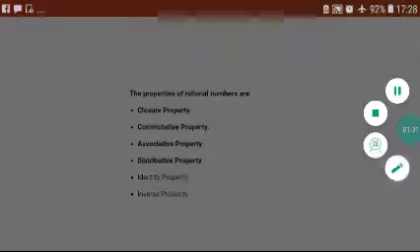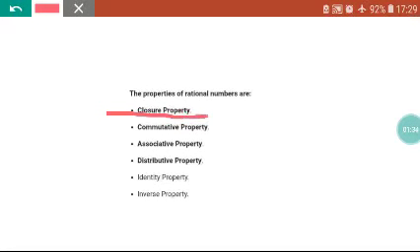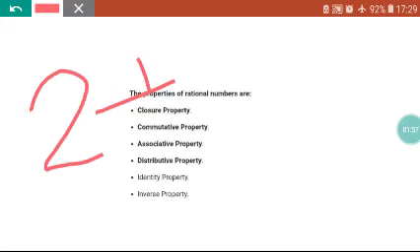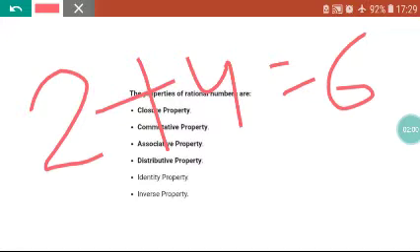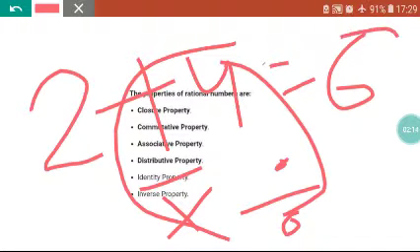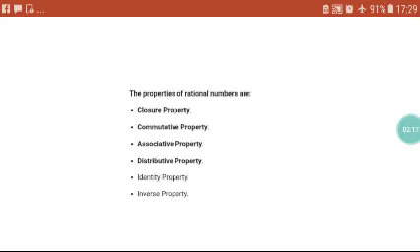So what are the properties here? The first property is the closure property. You know that the sum, difference, division or multiplication of rational numbers is always a rational number. That is why it is known as the closure property. Suppose I take 2, then 2 plus 4 is equal to 6, a rational number. If I take minus, the answer will be different, but the result is the same. If I take division, all the results will be rational numbers, not this particular number, but all will be rational numbers. So this is a closure property.